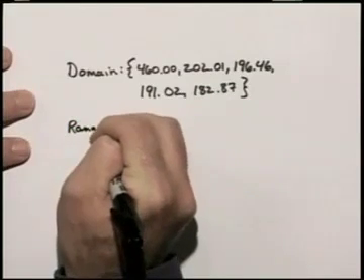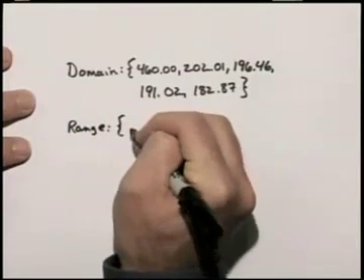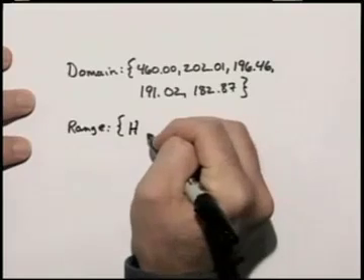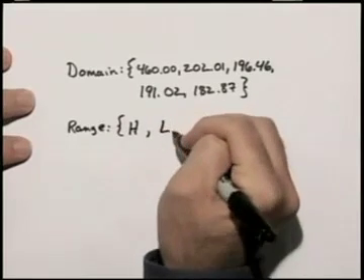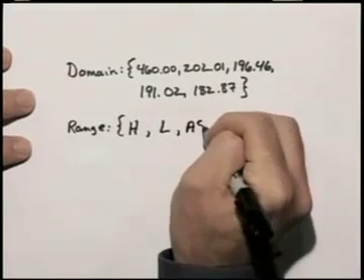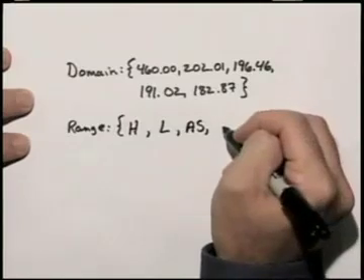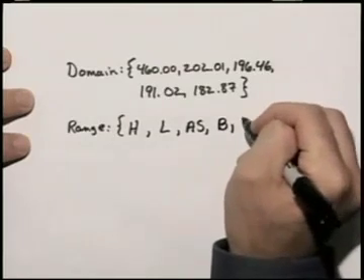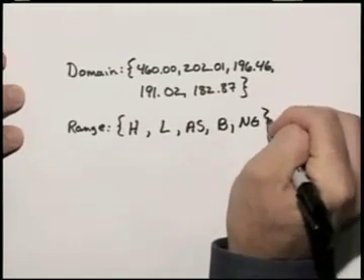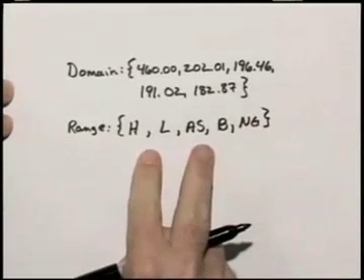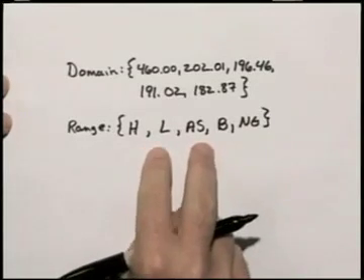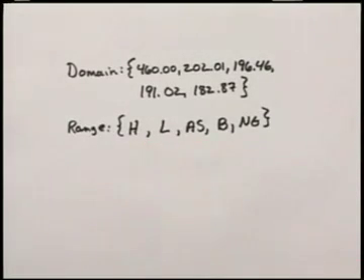Now to write the range of the inverse, that's going to be Hawaii, I'm going to be really lazy here, Liberia, the American Samoa, Burma, and New Guinea. Notice that the range of the inverse is the same as the domain of the original function.